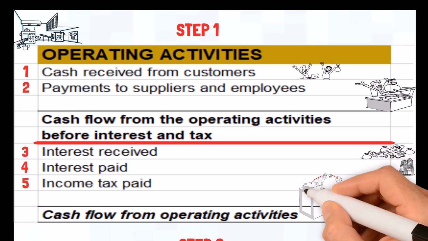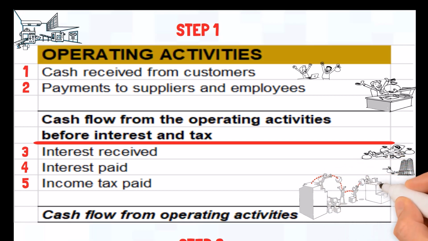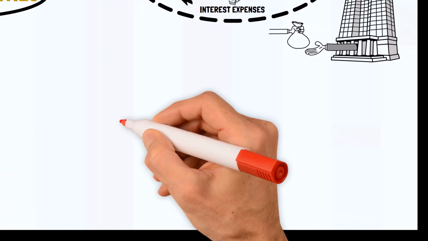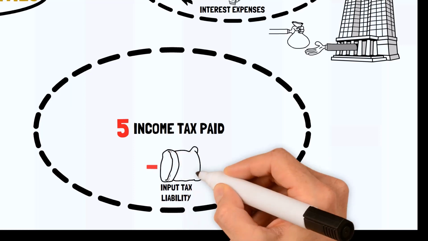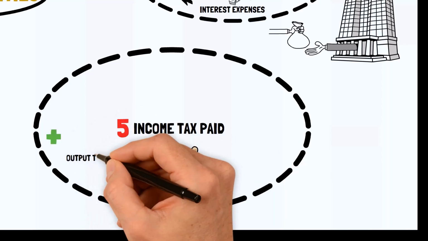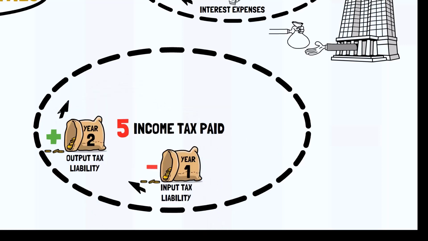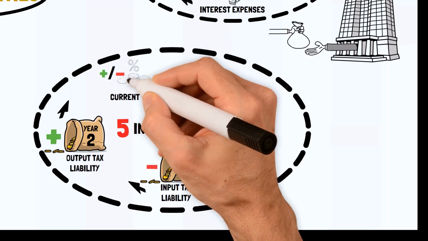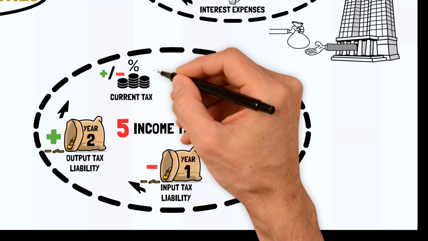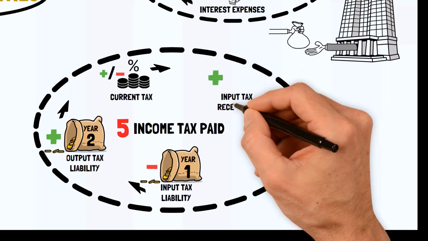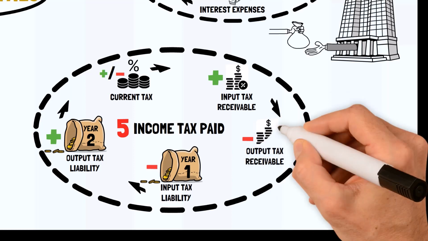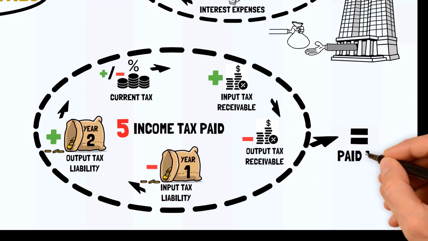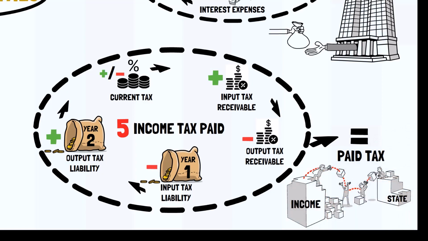The fifth and final part for calculating the cash flow within operating activities is income tax paid. In the category of income tax paid, start by subtracting the input tax liability and then add the output tax liability. Add or subtract the current tax taken from the income statement, the tax that the business must pay on the current year's potential profit. Eventually, add the input tax receivable and subtract the output tax receivable. The tax receivable are debited tax that has been paid during the months of the financial year.